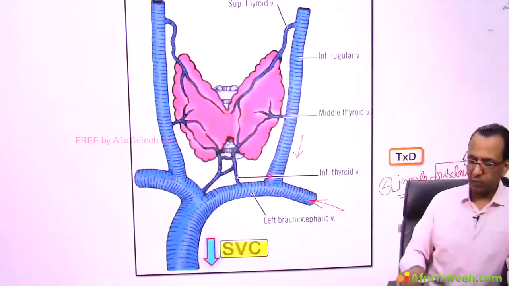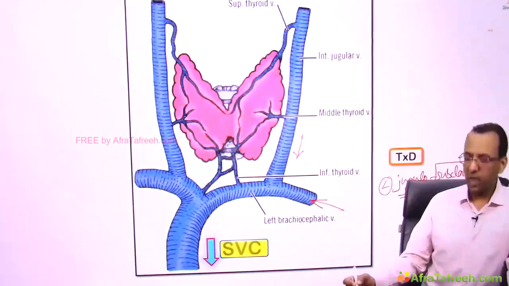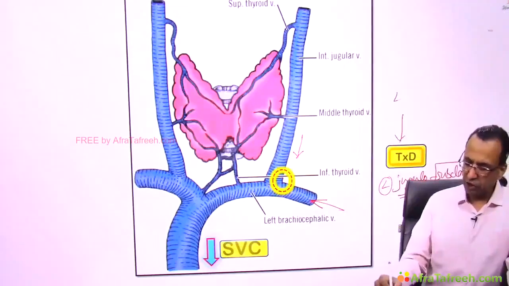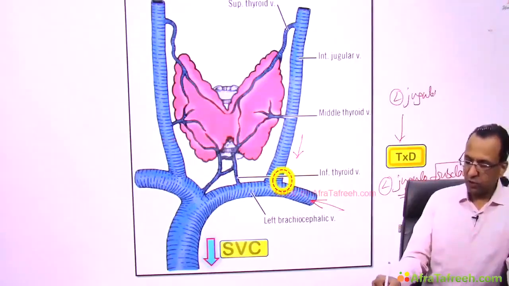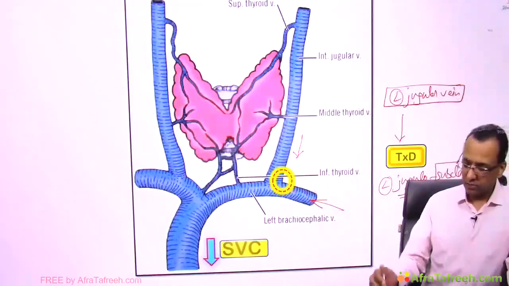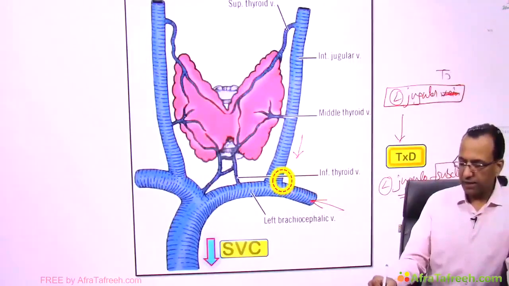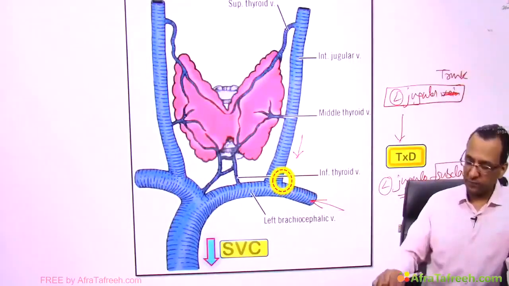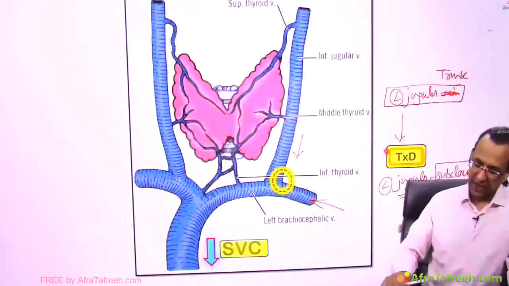And what opens into the thoracic duct? That is the left jugular trunk. So the neck lymphatics are draining into the left jugular trunk, and the left jugular lymphatic trunk will drain into the thoracic duct, and then into the left venous angle.